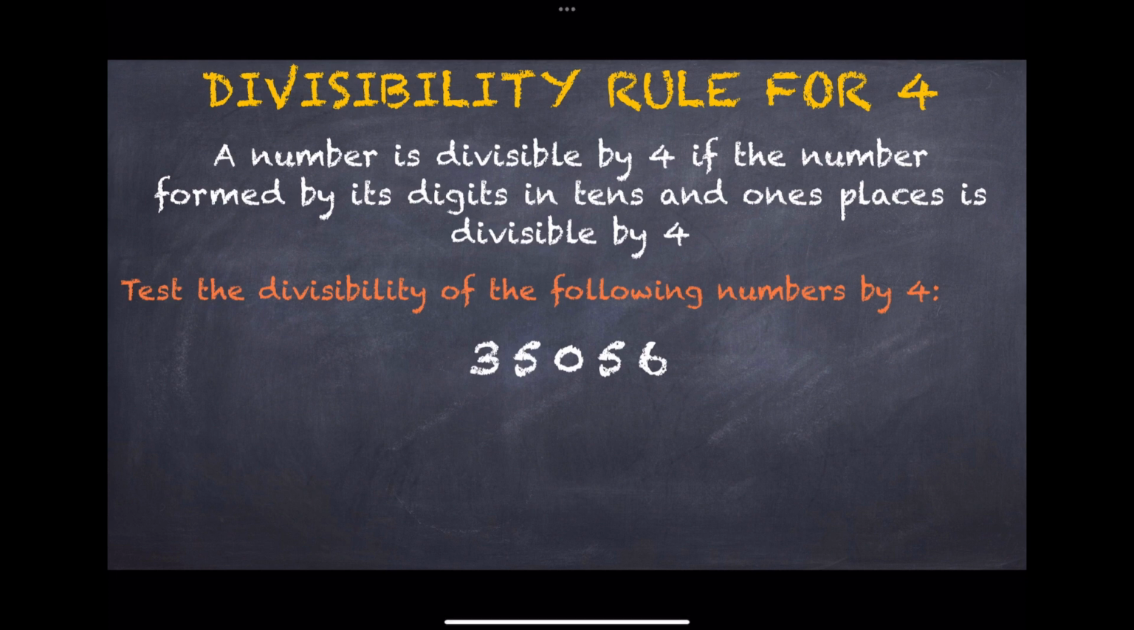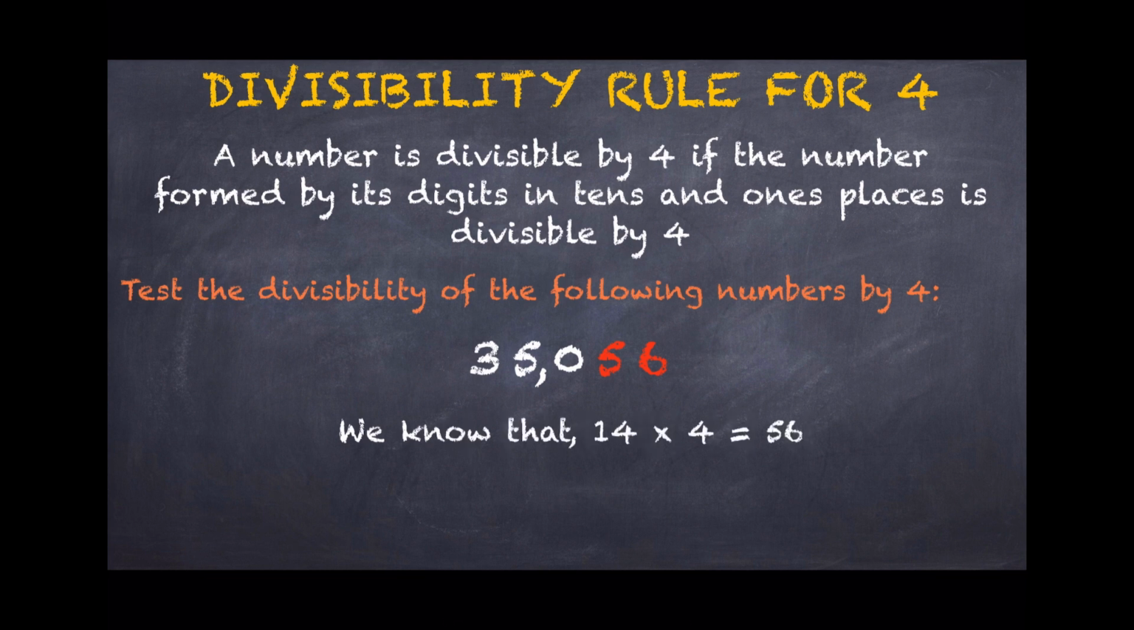First up is 35,056. According to the rule, we must only concentrate on the last two digits of the given number. So, the number formed by the digits in tens and ones places is 56. And we know that 14 times 4 is 56, which means 56 is a multiple of 4. So, it is divisible by 4. Hence, 35,056 is also divisible by 4.